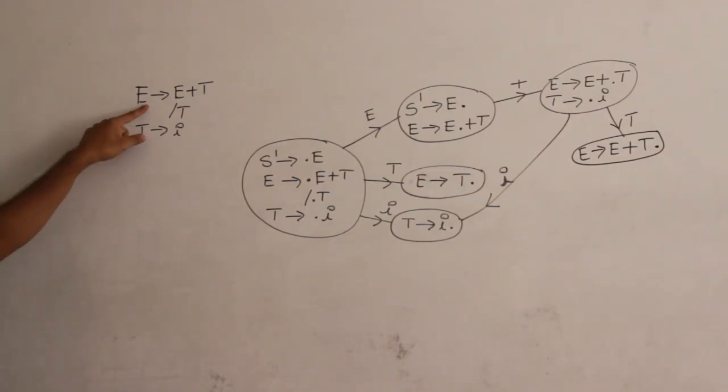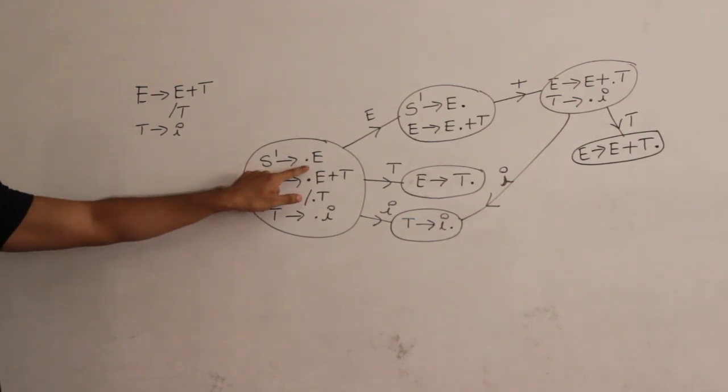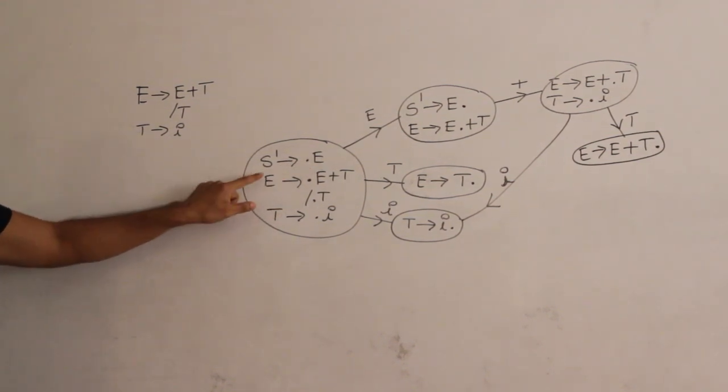Let us add the augmented production. S dash derives dot E. Then because there is a dot in the beginning of E, I am going to add all the E productions.